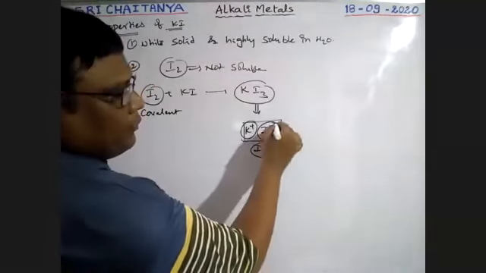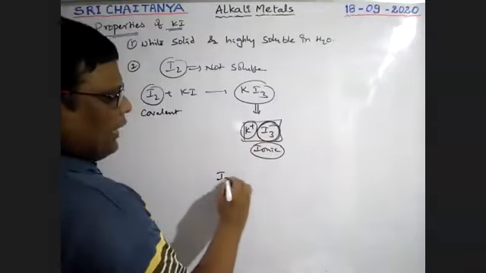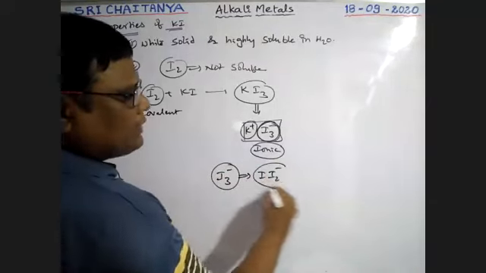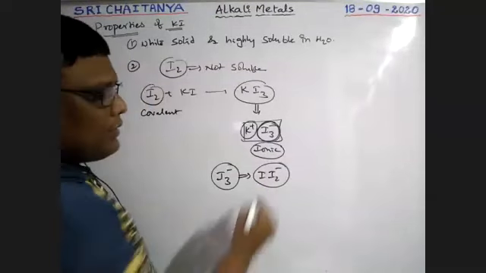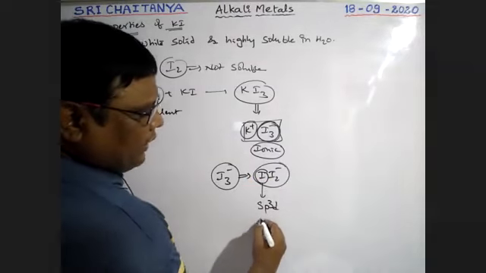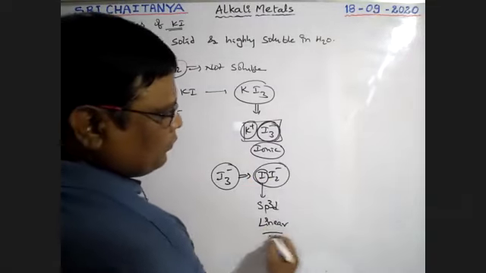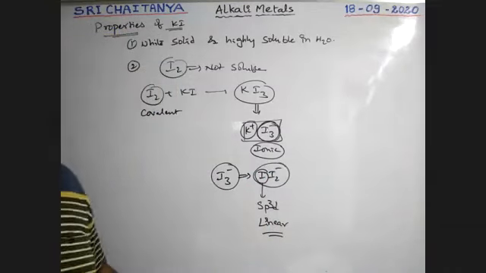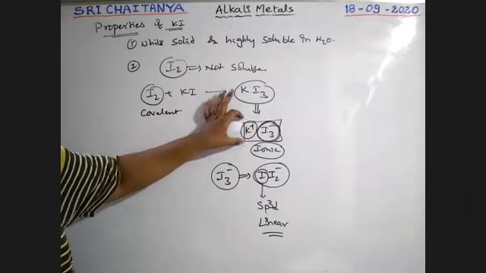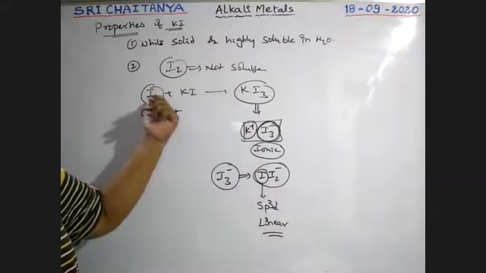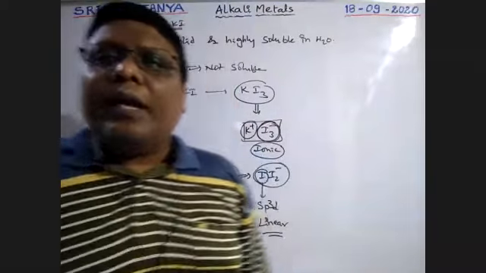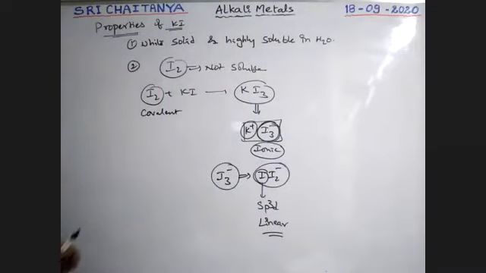Whereas here, what about that I3-? This I3- we will rewrite as I-I2, where I- is the central atom. This central atom is in sp3d hybridization and the shape is linear. So because of the ionic compound potassium triiodide, this iodine in the presence of KI is highly soluble. This is one of the most important uses of potassium iodide.